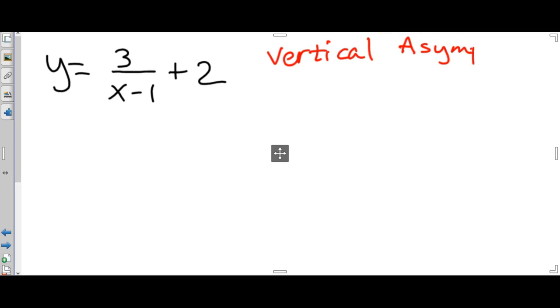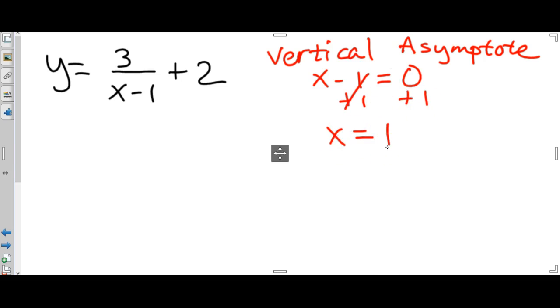So the way we find the vertical asymptote is to set the denominator equal to 0. Since we can never have a 0 in the denominator, we want to know where would it have been 0, and that's where our vertical asymptote is. So if we solve this equation, x minus 1 equal to 0, we'd have to add 1 to both sides. X equals 1 would be our vertical asymptote.